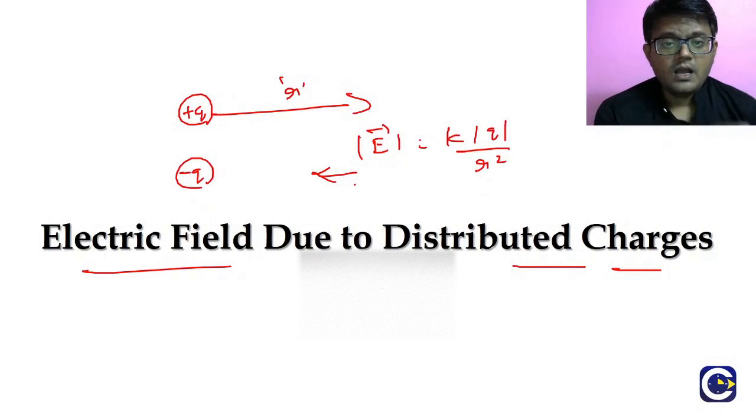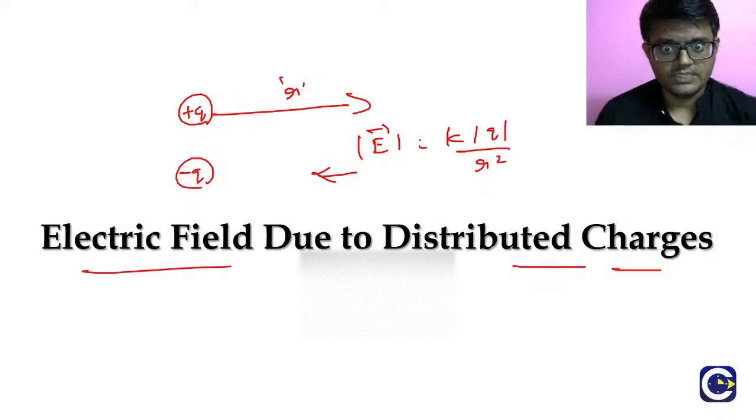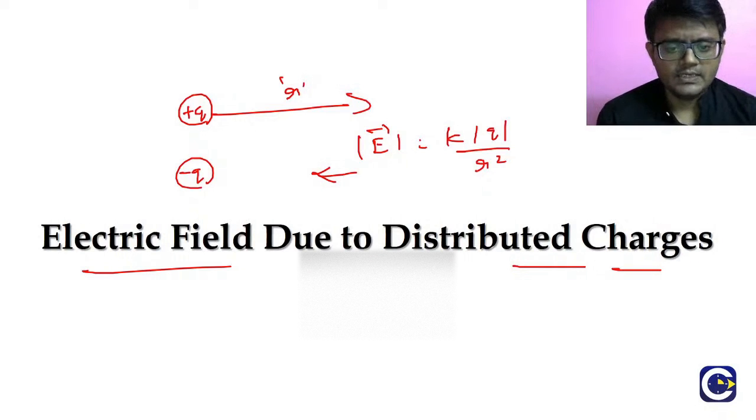It will be away from the charge if the charge producing that electric field is a positive charge. If the charge producing the electric field is negative, then the electric field will be towards the negative charge. Okay, but generally we will not have point charges. A point charge is a theoretical concept. Normally in our surroundings, what we generally see are distributed charges.